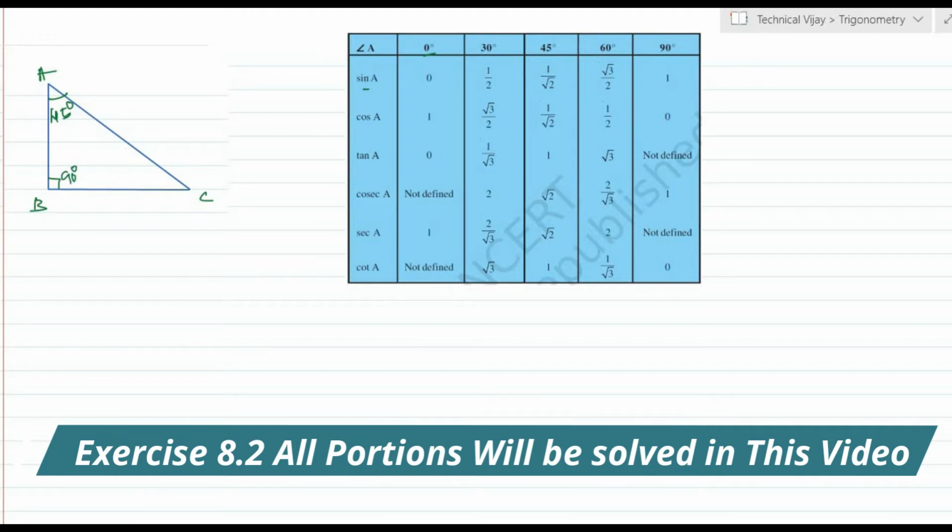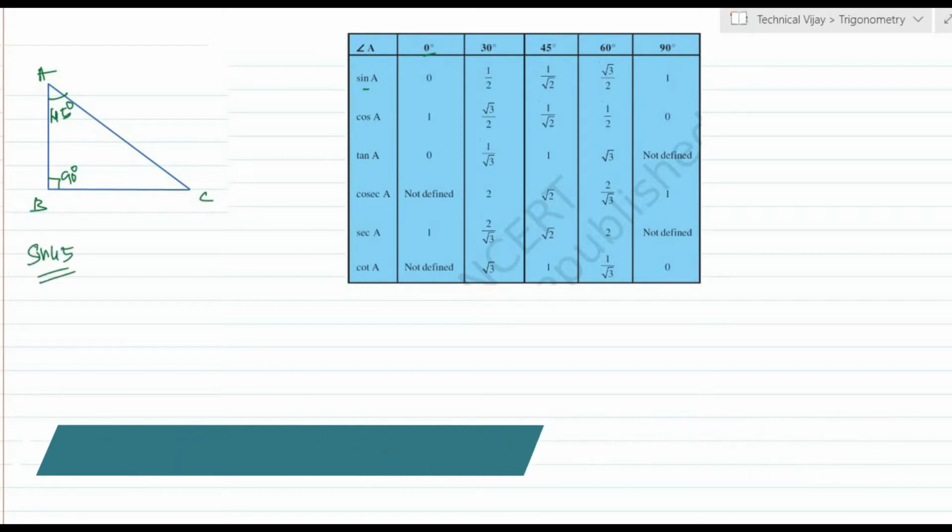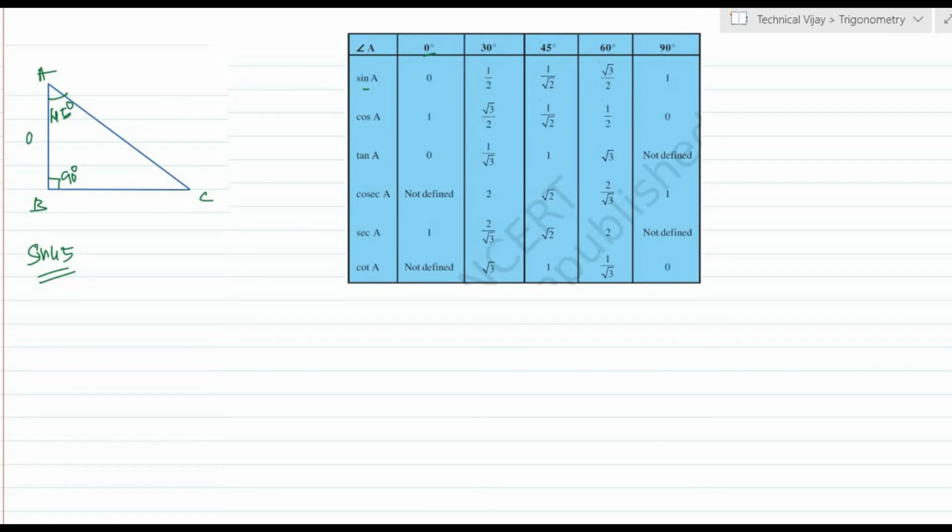If A is equal to 45 degrees, we want sine of 45 degrees. So how to calculate this one? We have assumed this side as a and this side as a, and after that we have calculated AC is equal to the square root of a squared plus a squared, that is the square root of 2a squared, which is equal to a root 2. So this will become a root 2. Once we know all the side lengths, we can calculate sine 45.